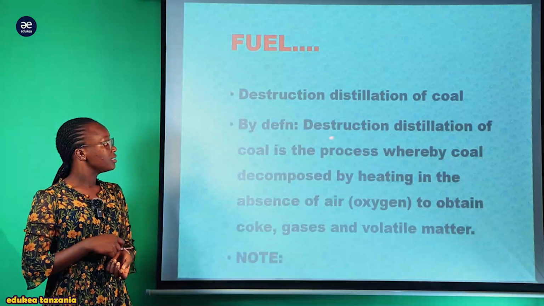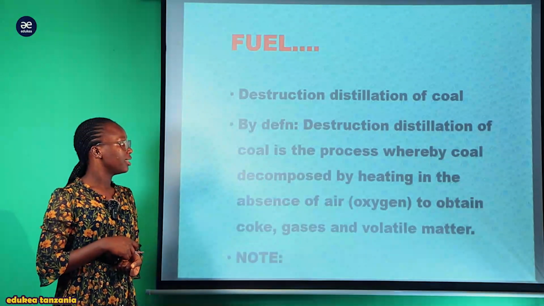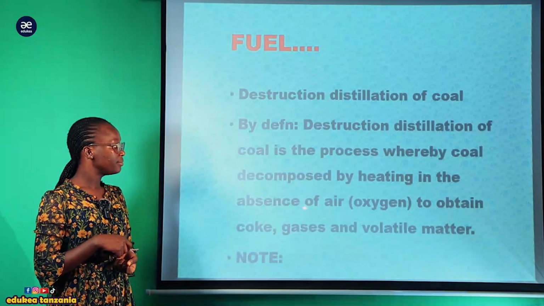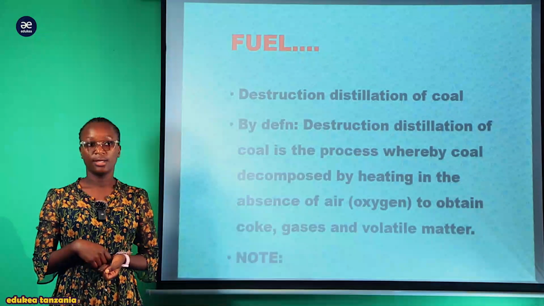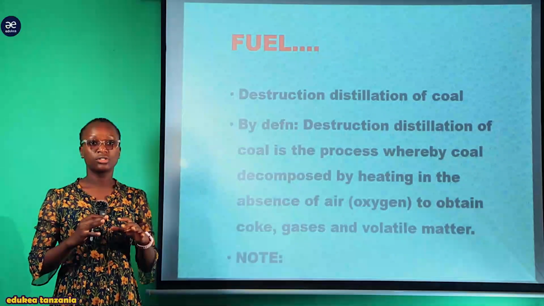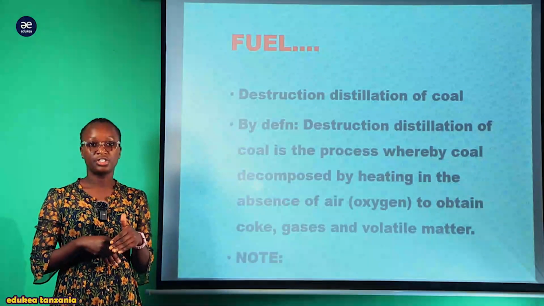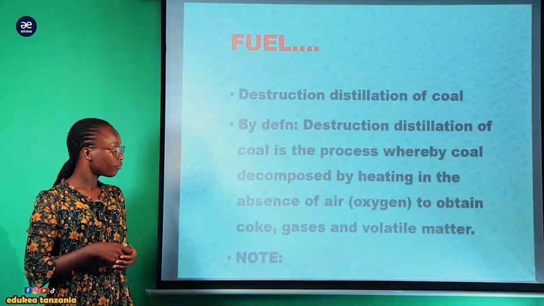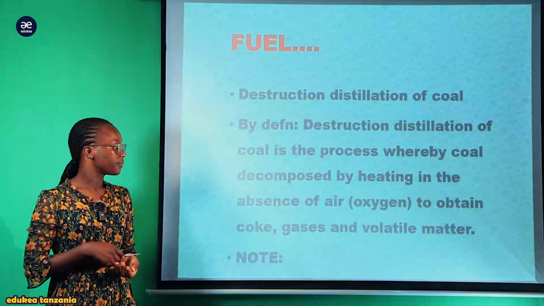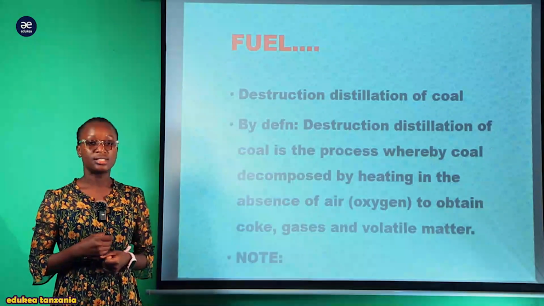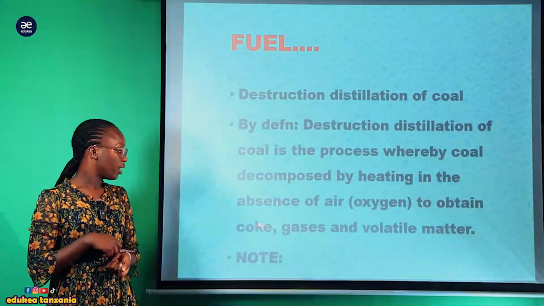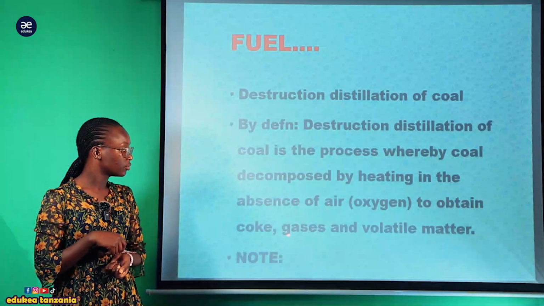Distillation of coal is the process whereby coal is decomposed by heating in the absence of oxygen. So no air. It means kunakuwa na coverage ya vitu ambavyo haviallow penetration ya air, and the air we are talking about here, which supports combustion, is oxygen gas. To obtain coke, this is our product, the product formed after destruction of coal. We are also going to have gases and volatile matters.